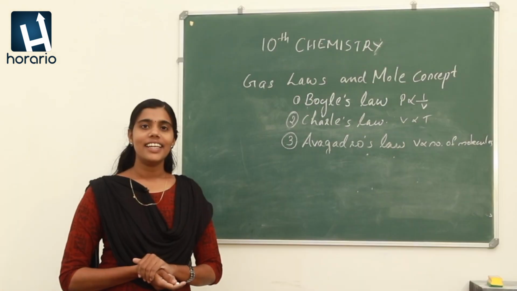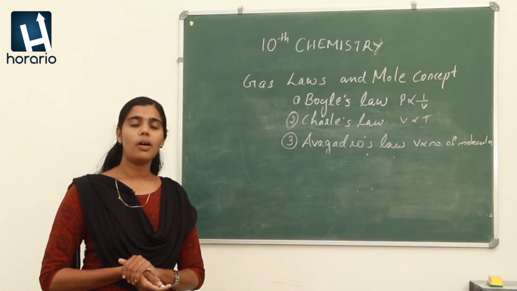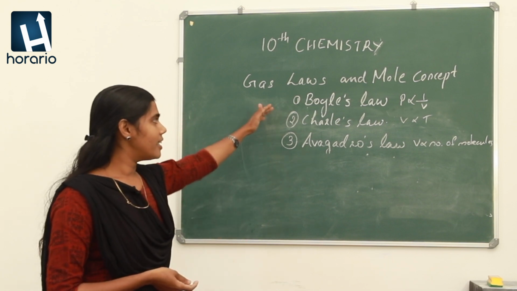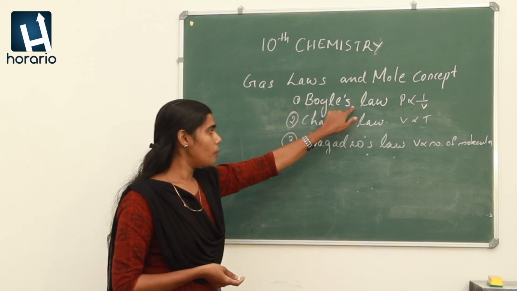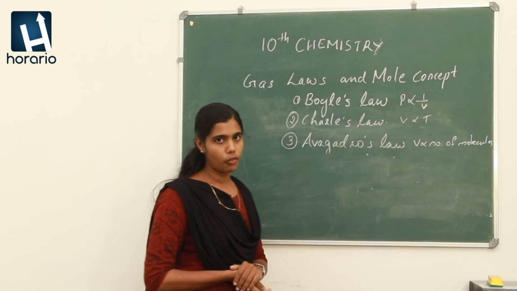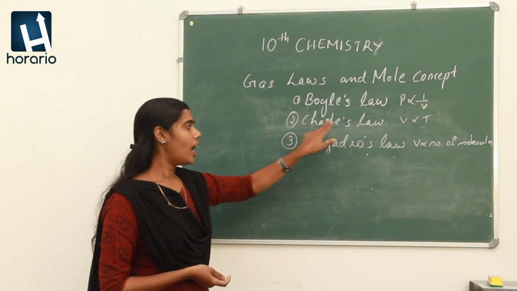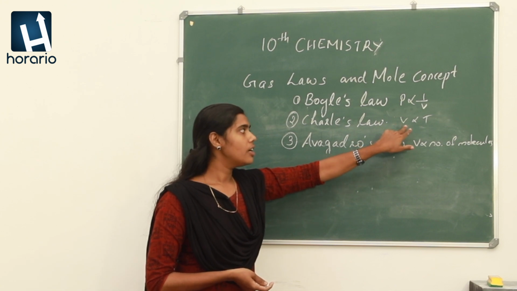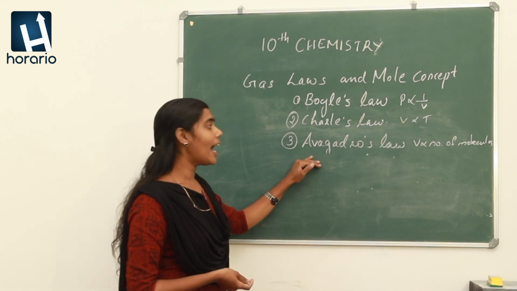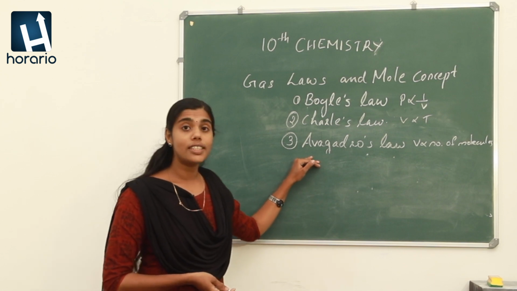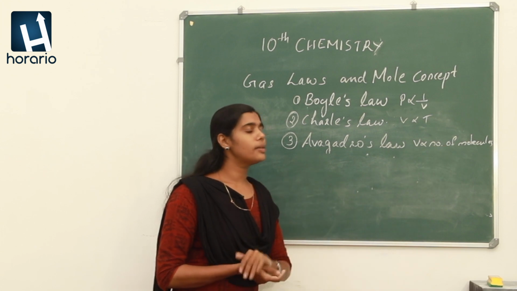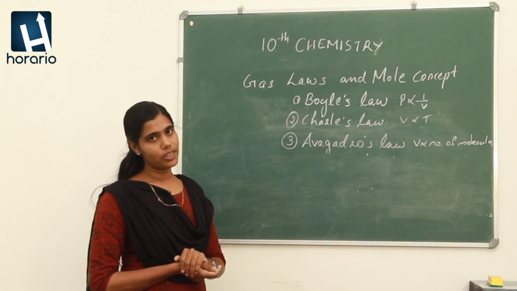Is it clear? In this session, we learned about the characteristic features of gases, then mainly three laws. Boyle's law: at constant temperature, pressure is inversely proportional to the volume. Then Charles' law: at constant pressure, volume is directly proportional to temperature. And finally, Avogadro's law: at constant temperature and pressure, volume is directly proportional to the number of molecules.